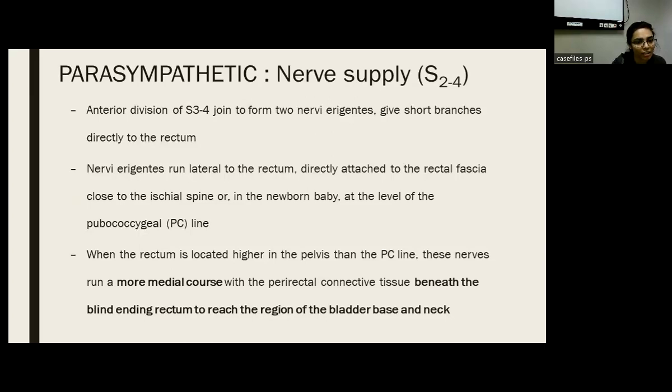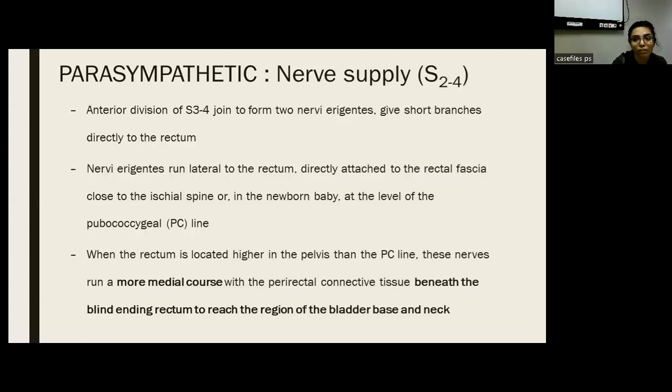These nervi erigentes run lateral to the rectum, directly attached to the rectal fascia close to the ischial spine, or in a newborn baby at the level of the PC line, which is the pubococcygeal line. In cases of malformation, when the rectum is located higher up in the pelvis, above this PC line, these nerves run a more medial course within the perirectal connective tissue beneath the blind-ending rectum to reach the region of the bladder base and neck.